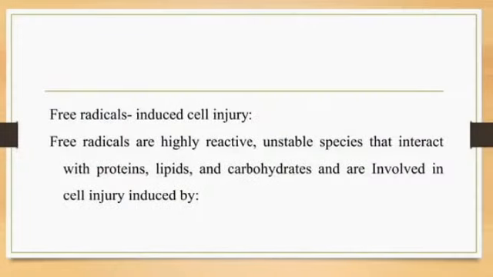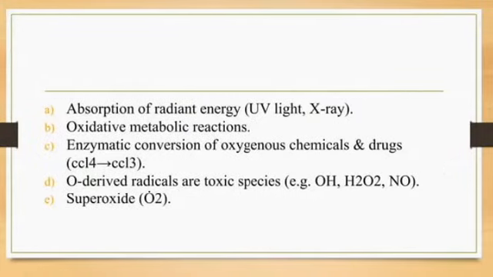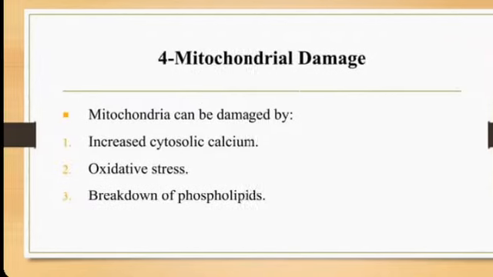Free radical induced cell injury. Free radicals are highly reactive and unstable species that interact with proteins, lipids and carbohydrates. These are involved in the cell injury, which is induced by absorption of radiation energy, oxidative metabolic reactions, and enzymatic conversion of exogenous chemicals and drugs. Oxygen-derived radicals are the toxic species, such as superoxide.